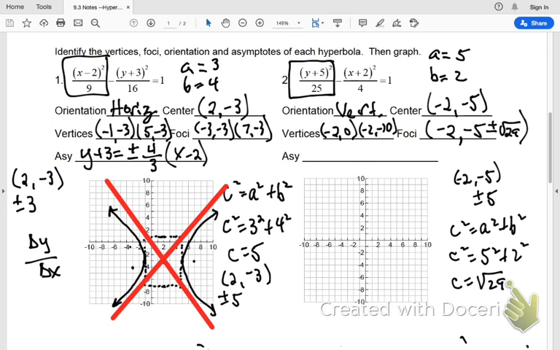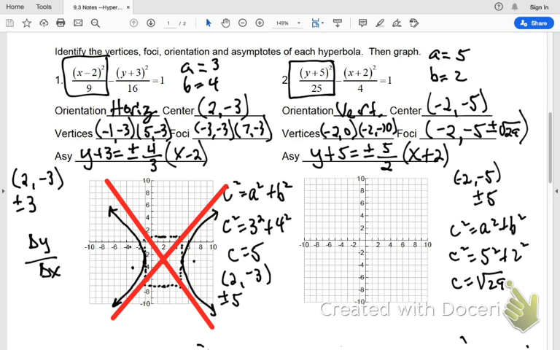Okay, so my asymptotes, I'm going to use that center, so y plus 5 equals plus or minus. Using change in y over change in x, the change in y value will go on top. That'll be 5 over 2, and then it'll be x plus 2. So that's the equation of my asymptotes.